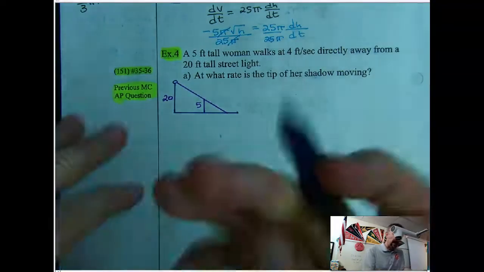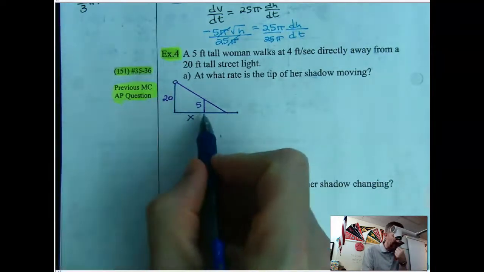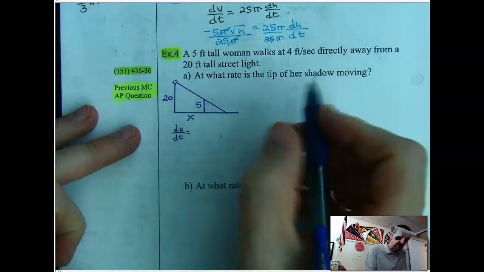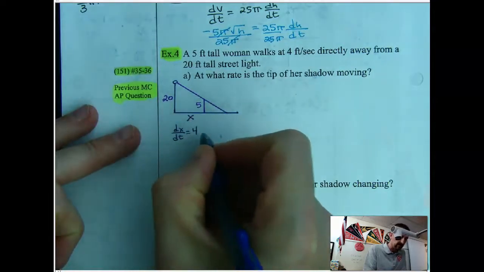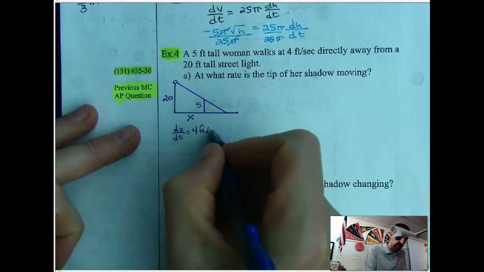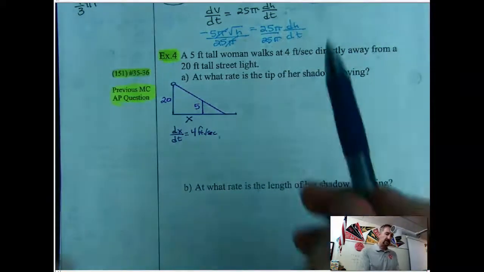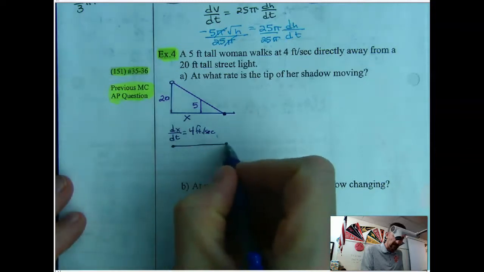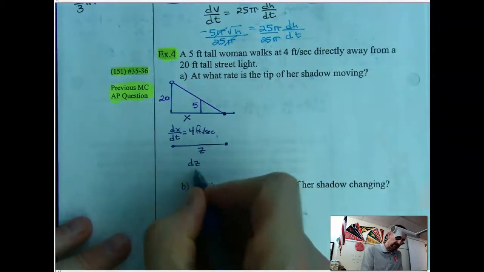Okay, so that's 20. Now, the rate that they're walking away from the light is related to this variable here. So that's how far the woman is away from the light, and that distance is changing. Dx dt is changing at 4 feet per second away from the light, so this distance is getting bigger. So that's going to be positive 4 feet per second. All right. And now the question is, at what rate is the tip of the shadow moving? So the tip of the shadow is over here. So that is this distance here. So I'm going to call that z. So the question they're asking us is, what is dz dt?